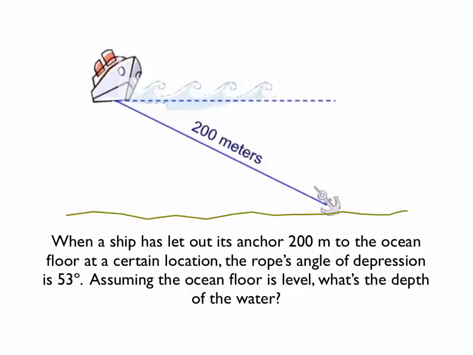A ship has let out its anchor 200 meters to the ocean floor. Its angle of depression is 53 degrees. What's the depth of the water? Go. So what's the depth of the water at this part of the ocean?